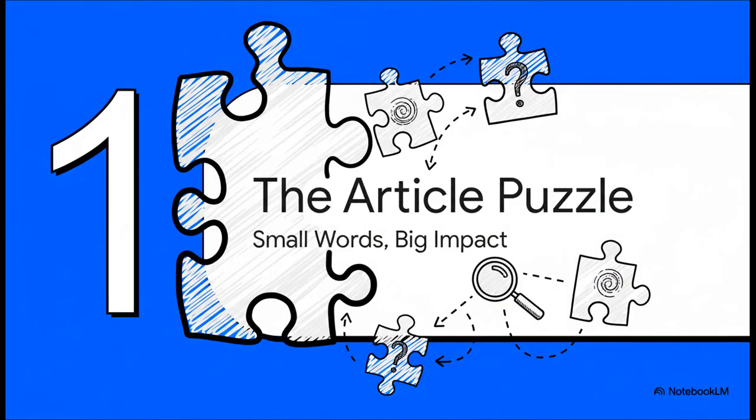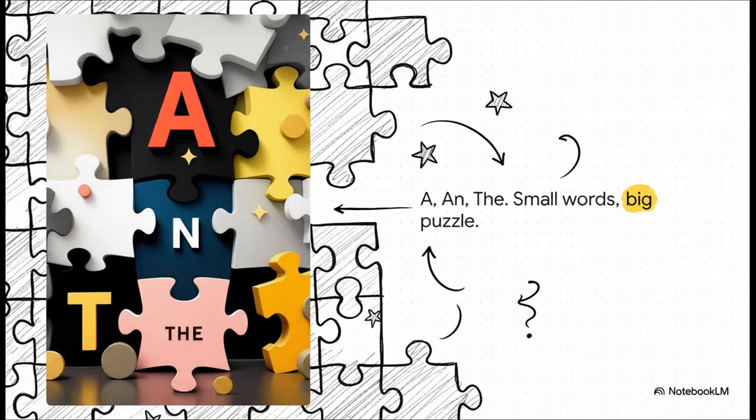Okay, so let's just dive right in. I call this the article puzzle because that's really what it feels like, right? You have these tiny little word pieces, and knowing where they fit is everything. When you get it right, your English sounds smooth and clear. But when a piece is in the wrong spot, the whole sentence can just sound, well, a little off. And here they are, the three main pieces of our puzzle: a, an, and the. They look so simple, don't they?